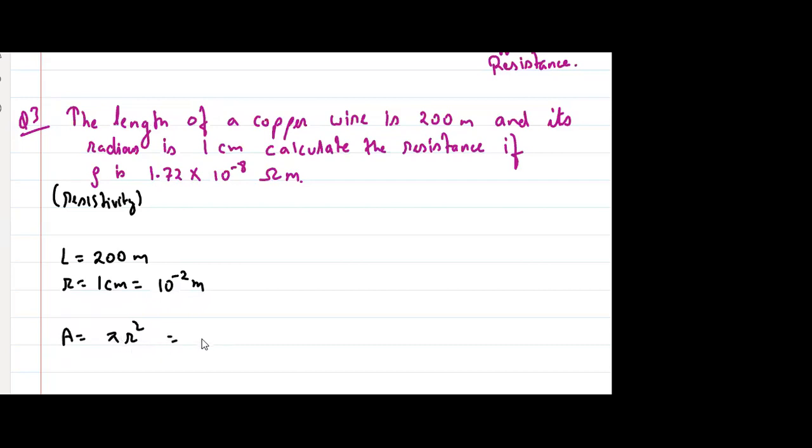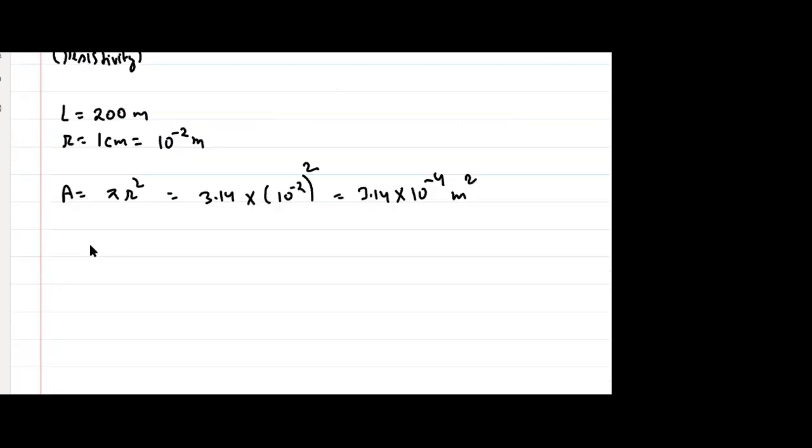So pi value is 3.14 into r, which is 10 to the power minus 2, whole square. So this is equal to 3.14 into 10 to the power minus 4 meter square. Yes or no? Step by step. This is just the information. Very good, Avni. Now we know that resistance is equal to rho L by A. Now it is basic formula putting and getting.